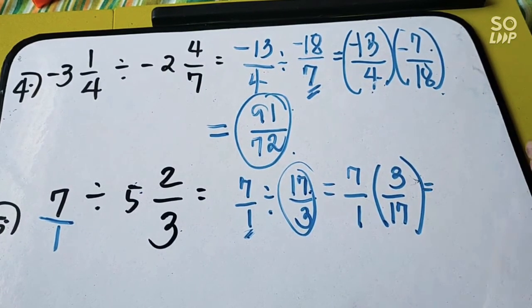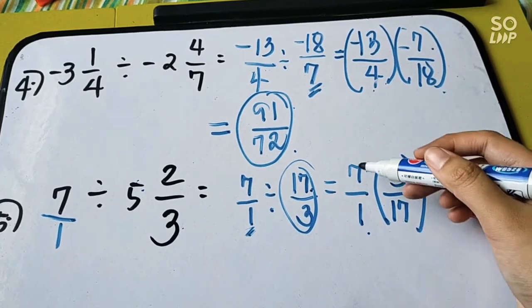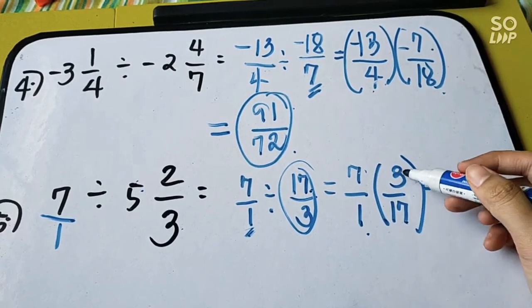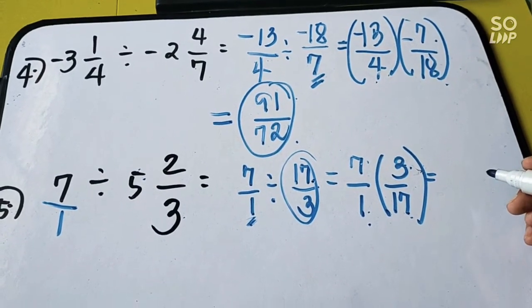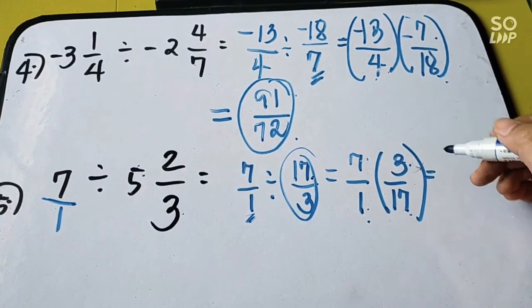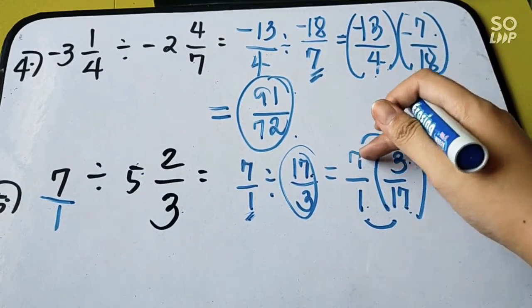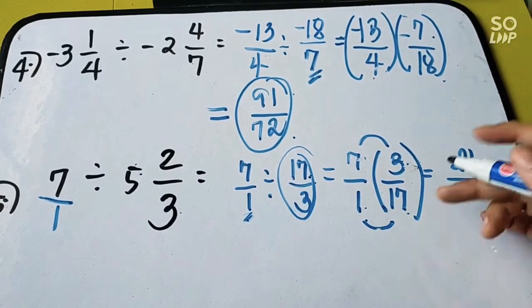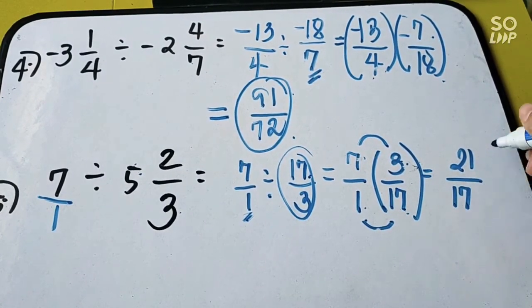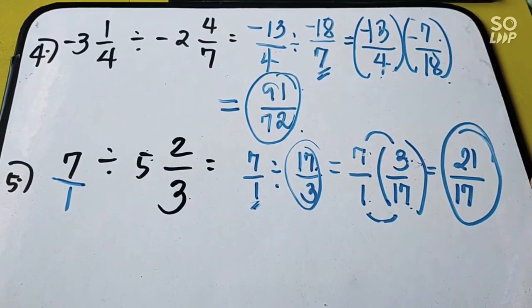Then, tingnan kung meron kayong pwede i-cancel out. So, si 7 and 1, wala. 7 and 17, wala. 3 and 1, then 3 over 17. Okay, not possible ang cancellation. So, numerator by numerator, denominator by denominator. 7 times 3, the answer is 21 over 1 times 17, the answer is 17. So, our answer is 21 over 17.